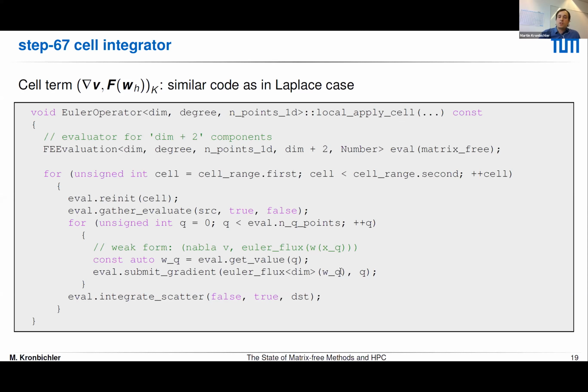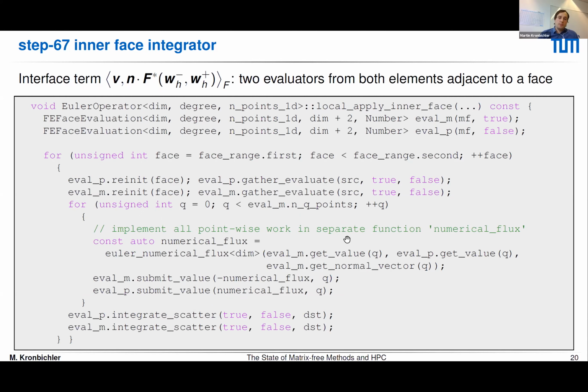So this is physics, so I can just move it to another function. All the physics people are doing is working into the Euler flux, and I almost write the same code. The interface terms, of course, can also be done similarly.